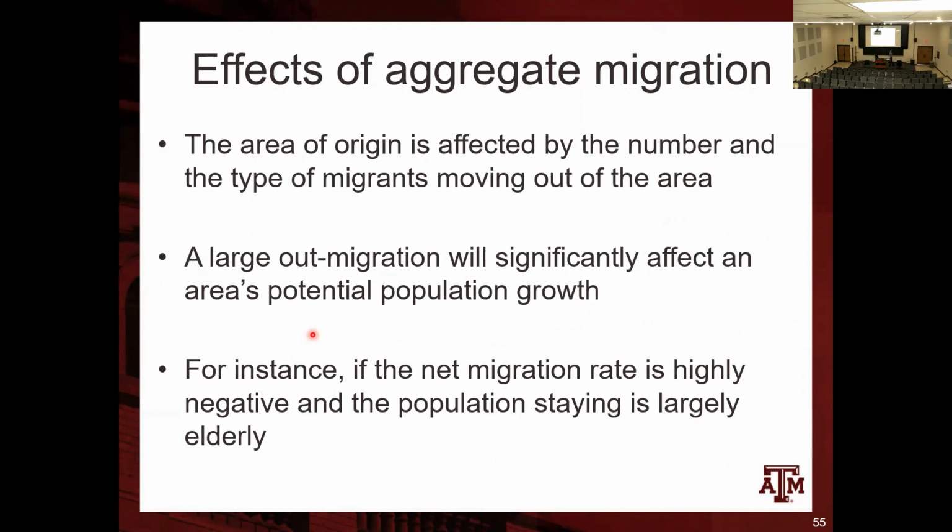If the net migration rate is highly negative and the population is largely elderly, then you might see a decline in the size of the population and also fewer people of labor age to work in the jobs and to produce economic development in the area, okay?